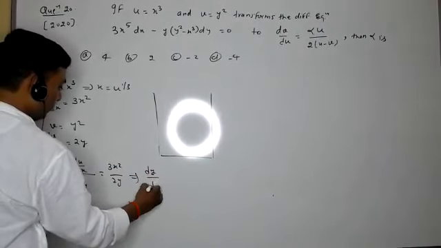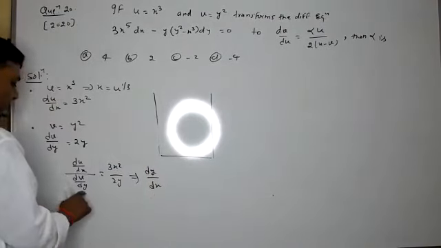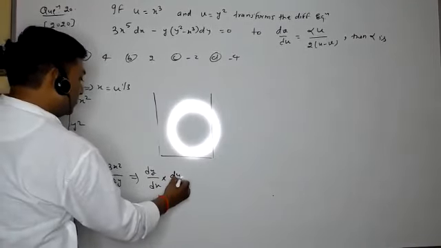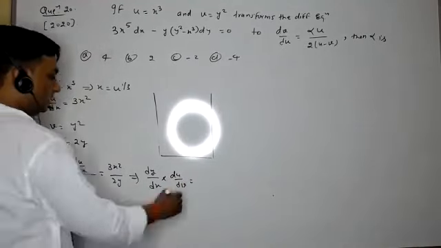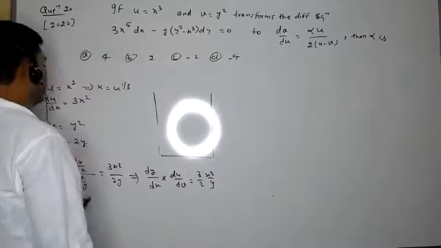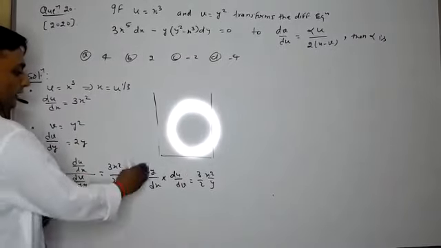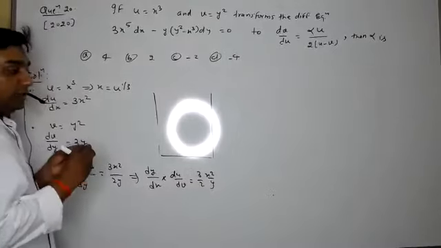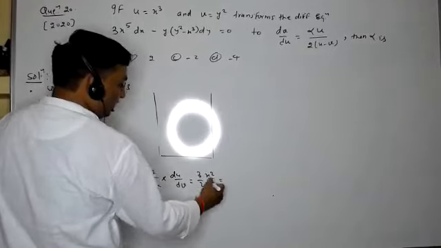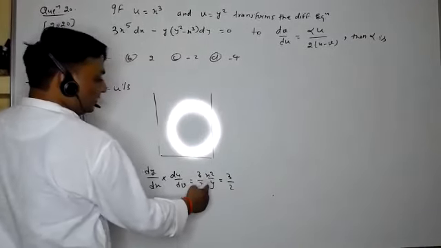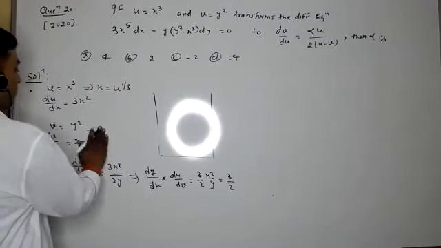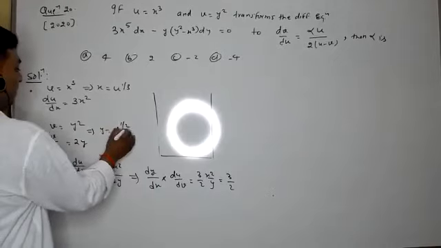Ultimately, it will give me dy over dx, right? This goes up, into du over dv, and that is 3 by 2 x square upon y. So if I wish to have dy over dx in the form of dv over du and u and v, I have to make this a function of u and v. So this implies y will be v to the power 1/2.